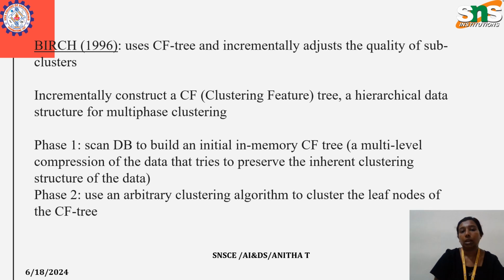Next is BIRCH. It uses a CF tree and incrementally adjusts the quality of subclusters. It incrementally constructs a CF tree, a hierarchical data structure for multi-phase clustering. Phase 1: scan the DB to build an initial in-memory CF tree. That is a multi-level compression of the data that tries to preserve the inherent cluster structure of the data. Phase 2: use an arbitrary clustering algorithm to cluster the leaf nodes of the CF tree.